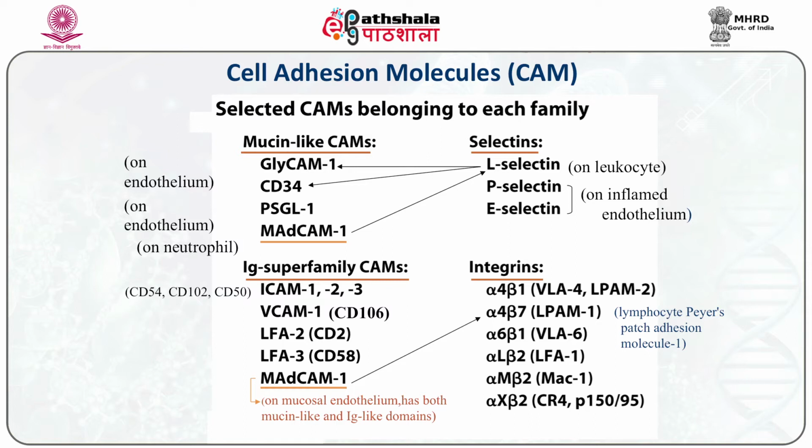Now, structurally, CAMs can be classified into four families: mucin-like CAMs, which express sialylated carbohydrate moieties; an integrin family, which is a heterodimer consisting of alpha and beta polypeptides; selectins, wherein the L-selectin is expressed on the leukocyte and P and E selectins are expressed on the inflamed endothelium, which express CD62, that is cluster of differentiation 62, that ends in a lectin domain; and the immunoglobulin superfamily CAMs, which have a fibronectin type of domain that associates with the integrins.